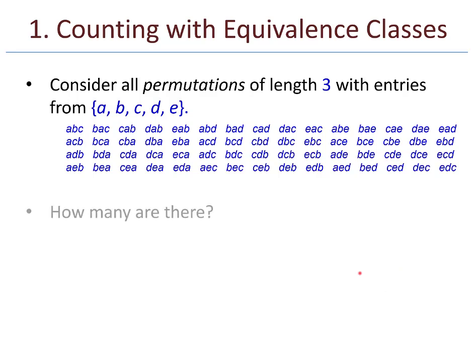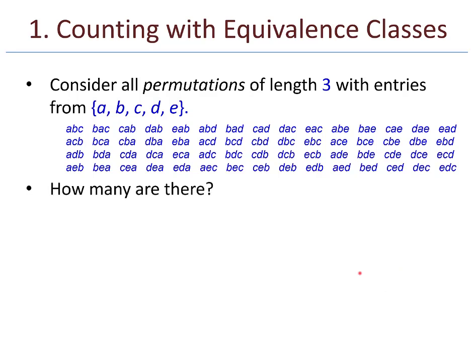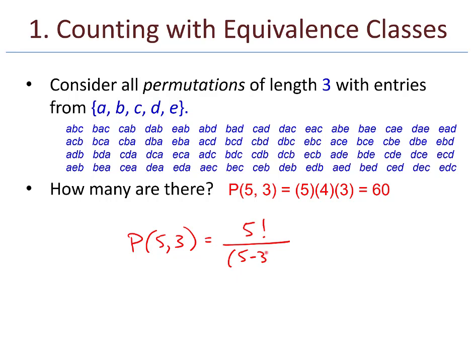There I've listed them all. How many are there? We could compute this easily as 5 permute 3. Now, 5 permute 3 is 5 times 4 times 3. There's another way to think about that. Remember, 5 permute 3 could be computed as 5 factorial over 5 minus 3 factorial, which of course is 5 factorial over 2 factorial, and then everything from 2 down cancels, leaving us with 5 times 4 times 3. So we get 60. There are 60 permutations in total.